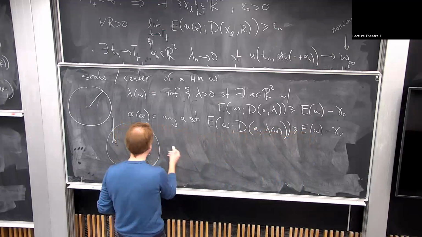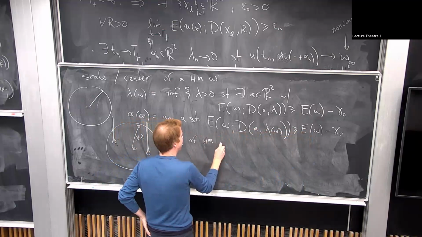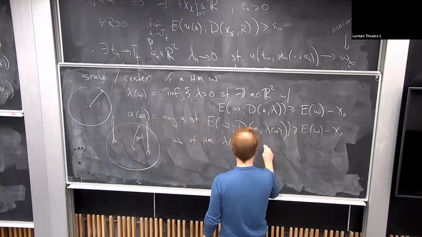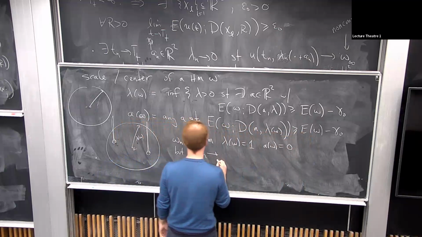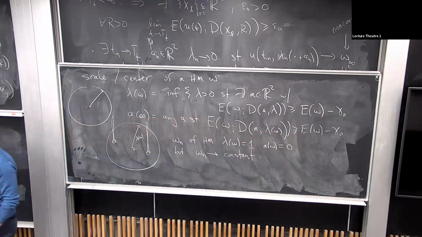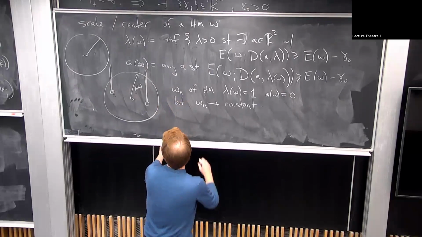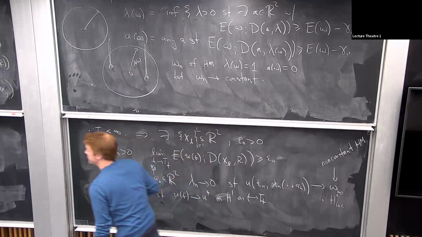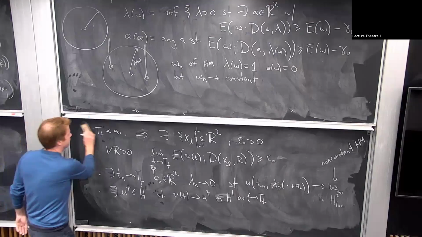In particular, I can find a sequence omega n of harmonic maps with scale 1 and center 0, but omega n tends weakly to a constant. So this notion of scale doesn't see it; it doesn't magnify things. Okay, but I need something to work with. So this is scale and center, and then I want to define a notion of a bubble configuration.